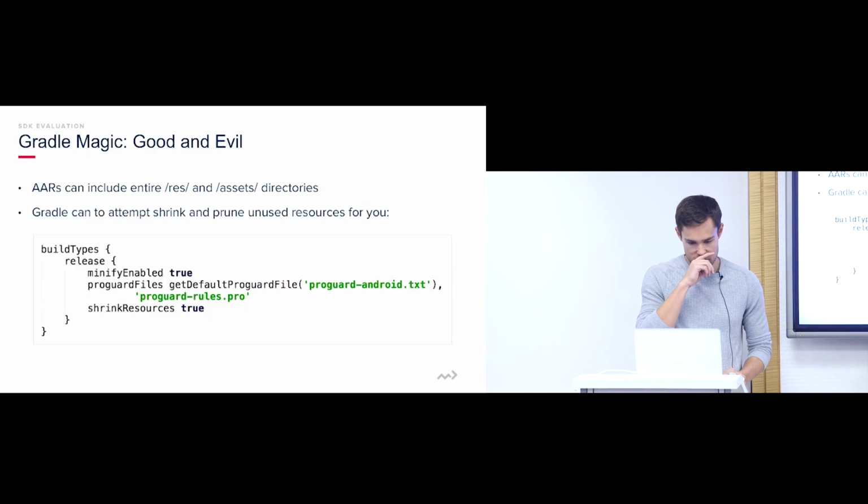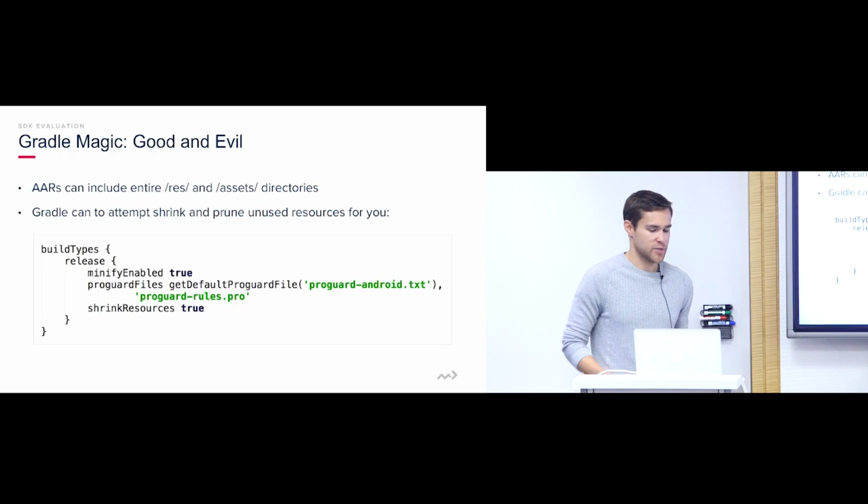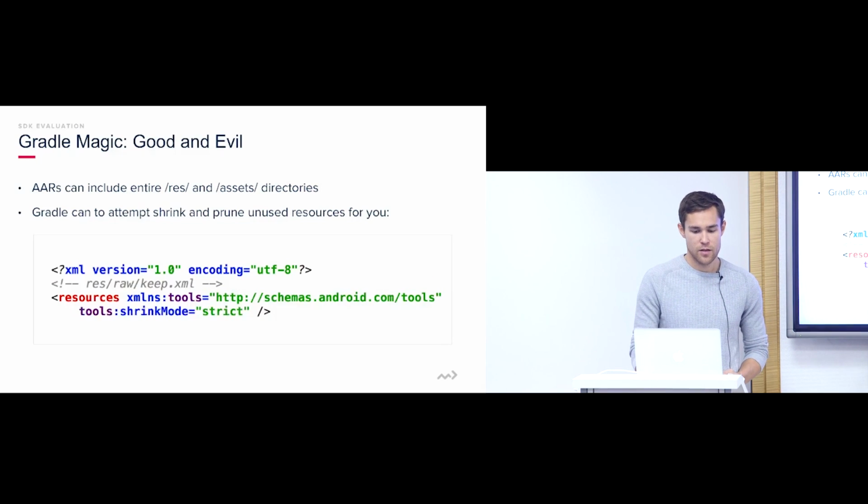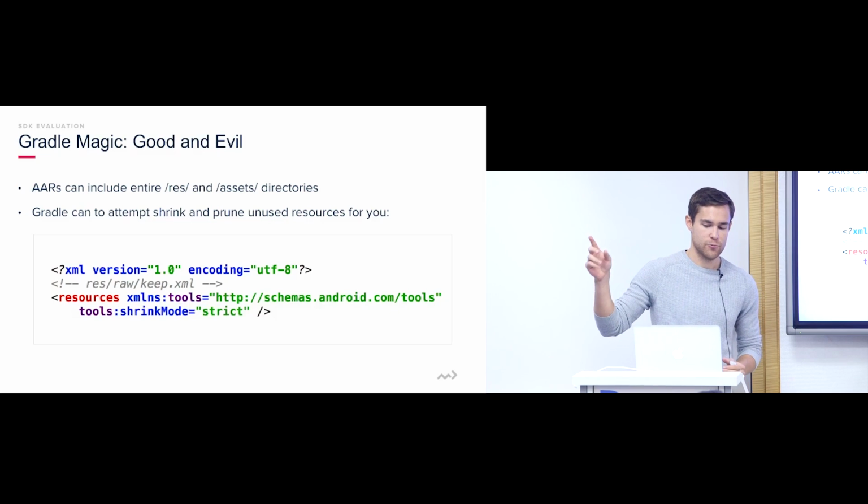So, you can just enable shrink resources true, which seems like a great idea, but a lot of these SDKs actually do a dynamic lookup. So if you not only enable resource shrinking, but also enable strict mode, which means that Gradle will look for only the resource IDs that you are actually referencing and not referencing dynamically, then you could end up crashing the SDK in production if it's looking up dynamically. So you should ask them, do you do dynamic resource lookups?